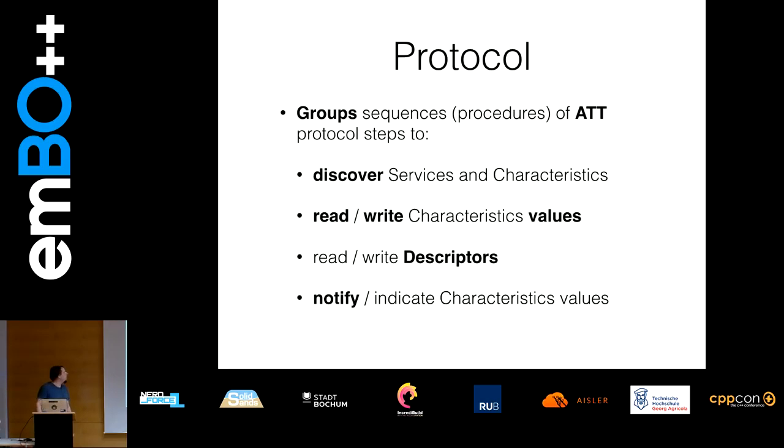The protocol based on GATT is basically just grouping attribute protocol sequences into so-called procedures, and then you basically have the functions to discover all the services and characteristics on your GATT server, then read and write to characteristics, read and write to descriptors, and to receive notifications and indications from the server if a characteristic value changes.